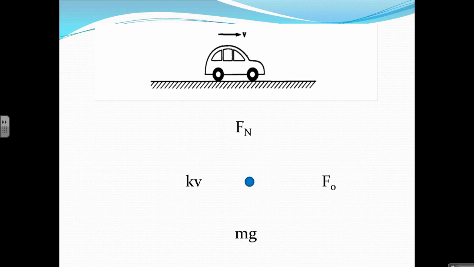Part A asks us to draw a free body diagram of this. We can see that we have the applied force, F sub 0. It's opposed by the resistive force, kV. We have mass times gravity pointing downwards, and we have the normal force pointing upwards. Since the mass times gravity is going to cancel out the normal force, the net force is going to be the applied force F sub 0 minus kV. We subtract the kV because it's pointing in the opposite direction of F sub 0.